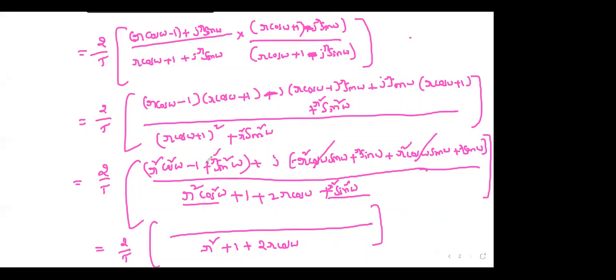Therefore, here r square cos square omega and r square sin square omega will give r square, and this minus 1 same. This is the real part. And the imaginary part, here j, here r sin omega, r sin omega, will give 2r sin omega. That's it. The denominator is correct only.